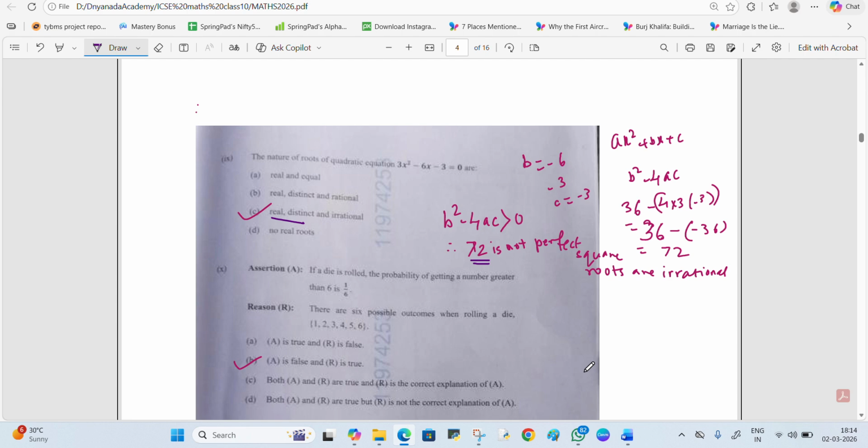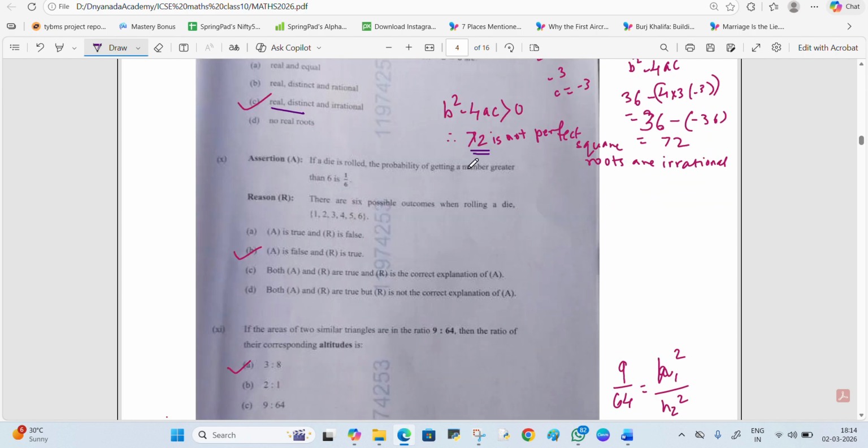Now if a die is rolled, getting a number greater than 6, is it possible? No. That means this is false. And the possible outcomes are correct: 1, 2, 3, 4, 5, 6. So A is false, R is true over here.